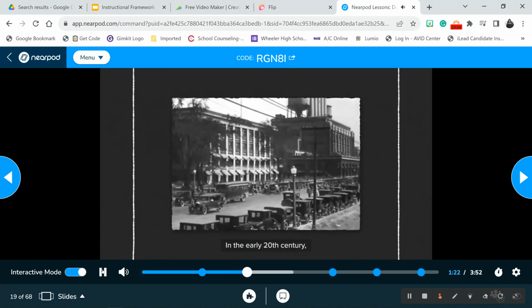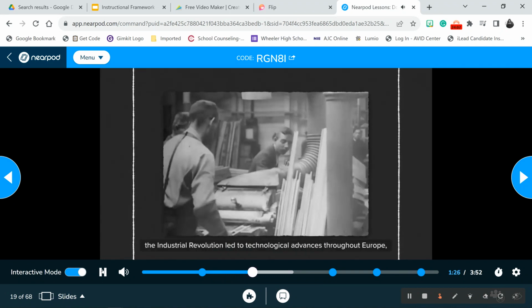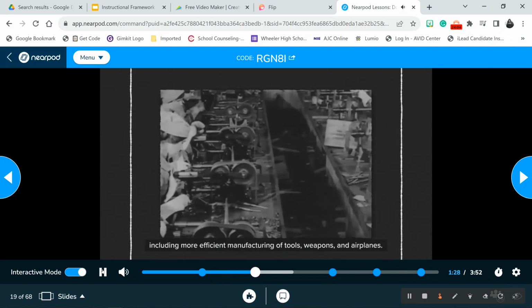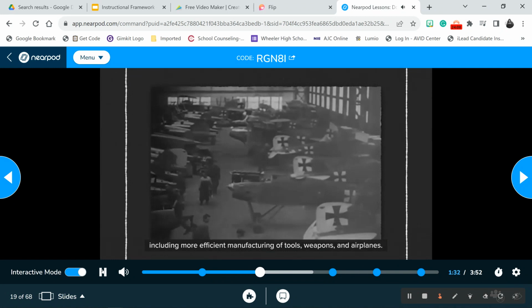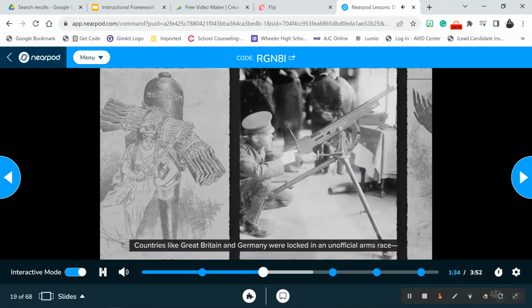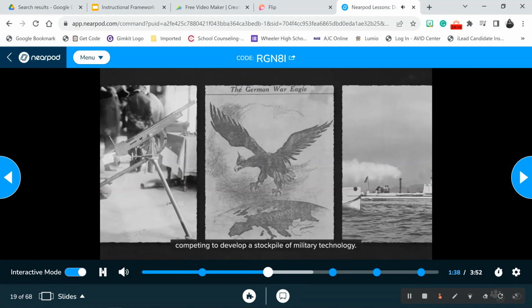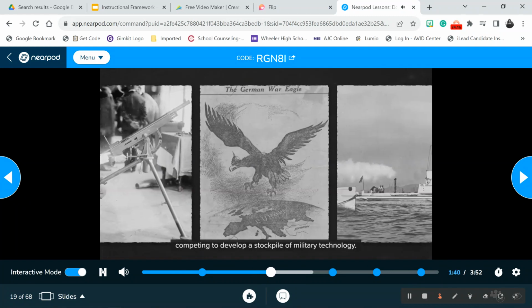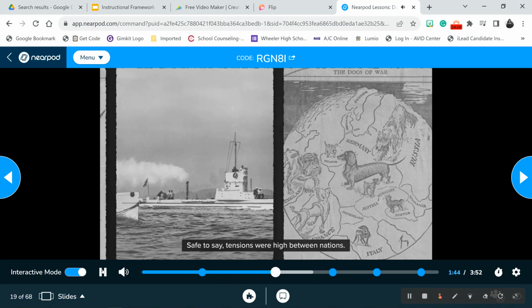In the early 20th century, the Industrial Revolution led to technological advances throughout Europe, including more efficient manufacturing of tools, weapons, and airplanes. Countries like Great Britain and Germany were locked in an unofficial arms race, competing to develop a stockpile of military technology. Safe to say, tensions were high between nations.